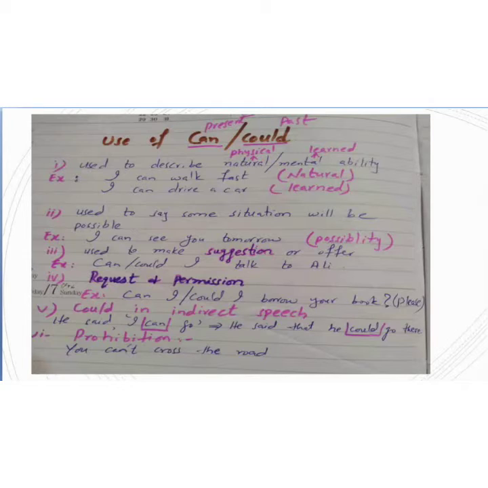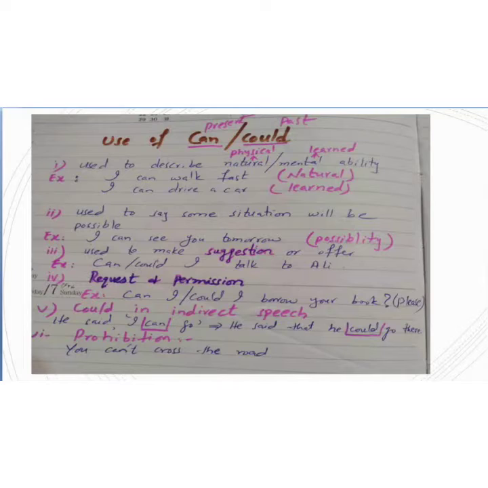Could is used in indirect speech. If I have a sentence like he said, I can go, and I have to change it into indirect speech, then I will change can into could. For example, he said that he could go there.